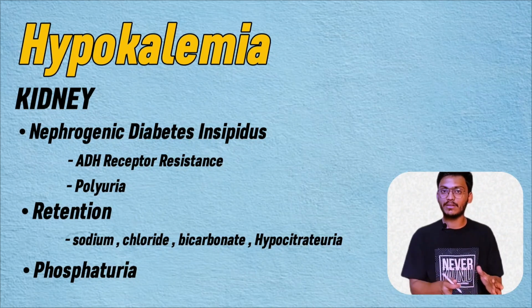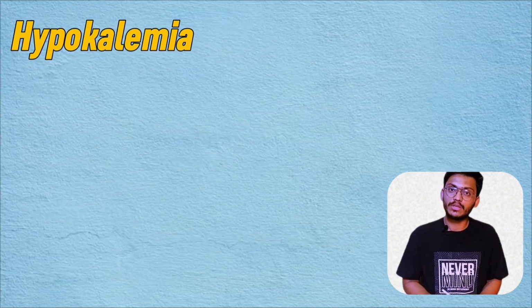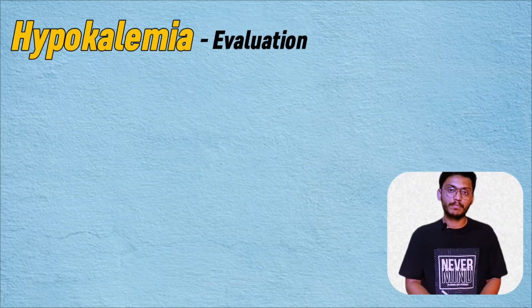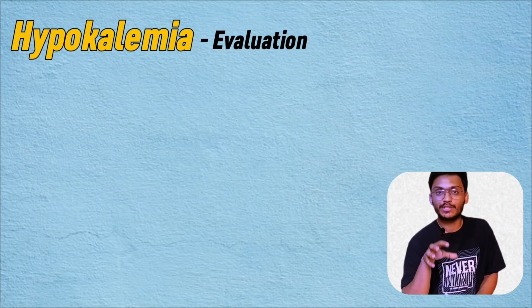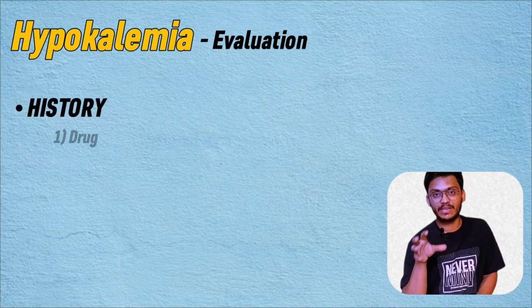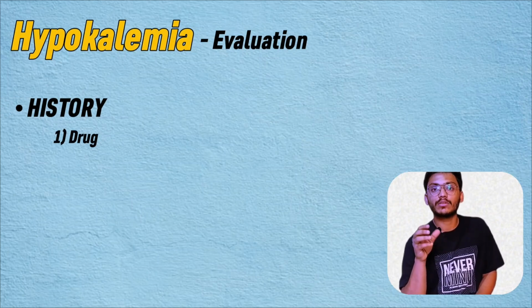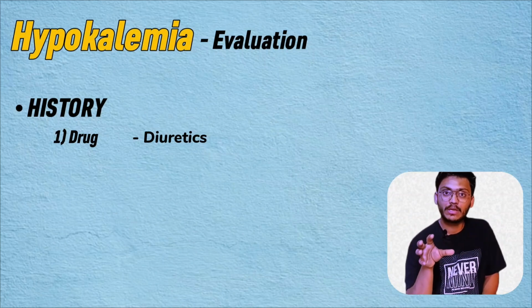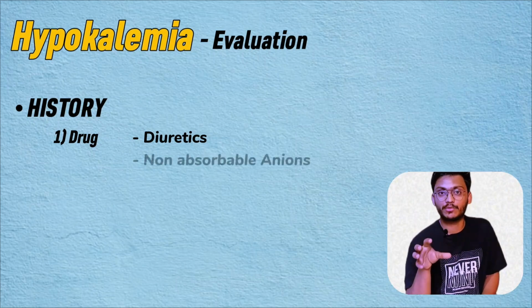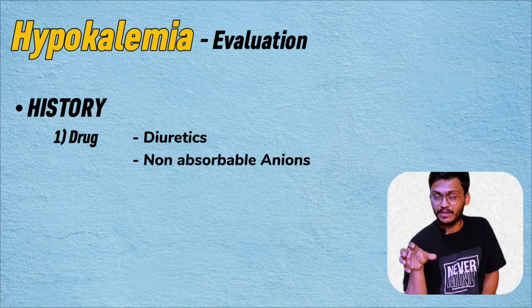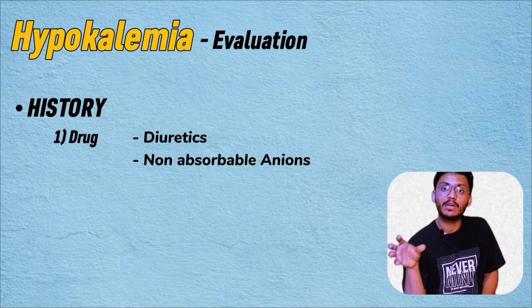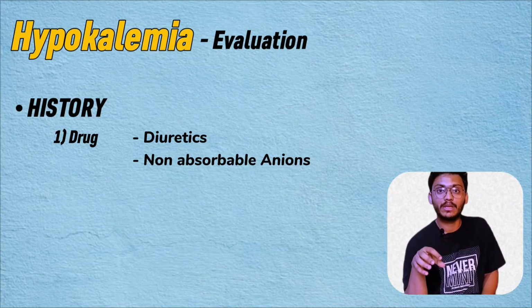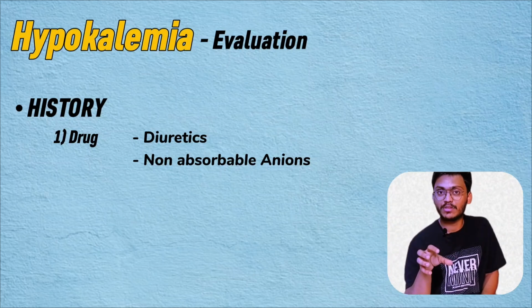Whenever you find these clinical manifestations, you should evaluate the hypokalemia properly. When you diagnose a case as hypokalemia, first you will ask about history of any drug intake. The drug intake includes the diuretics mainly. Diuretics cause hypokalemia in the long run. And you should also ask about a history of drugs which act as non-absorbable anions in the nephron. As these drugs act as anions, they will pull the potassium with them through urine. That's why these drugs cause hypokalemia.